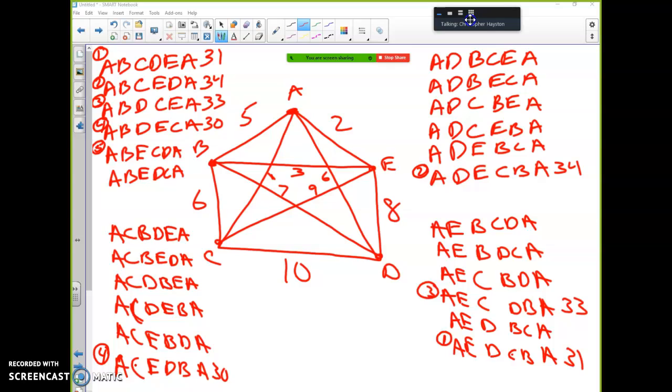Now we have 5. B, E, C, D. I'm looking for D, C, E, B. D, C, E, B. There we go. There's our mirror image. A to B is 5. B to E is 3. That's 8. E to C is 9. So that's 17. C to D is 10. That's 27. And then D to A is 6. That's 33.